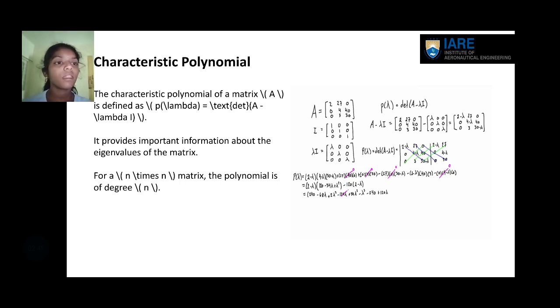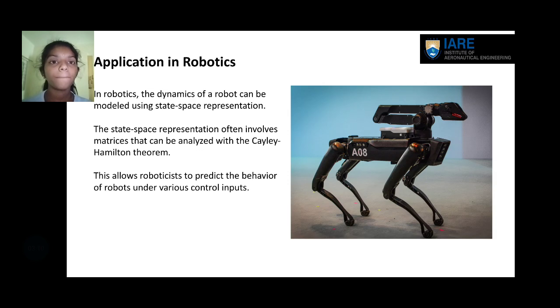So here, p(lambda) equals det of A minus lambda I. It is the characteristic equation. By solving this we get the characteristic polynomial. The Cayley-Hamilton theorem also applies in robotics.